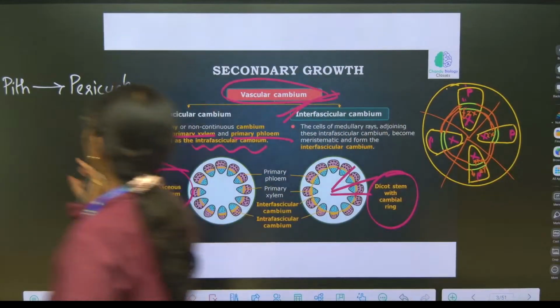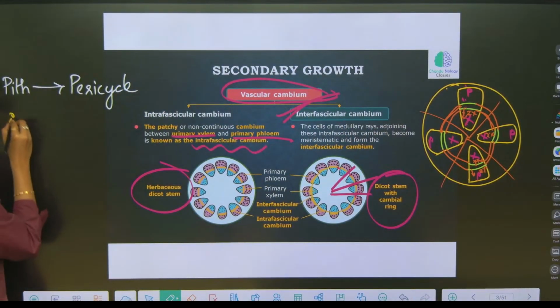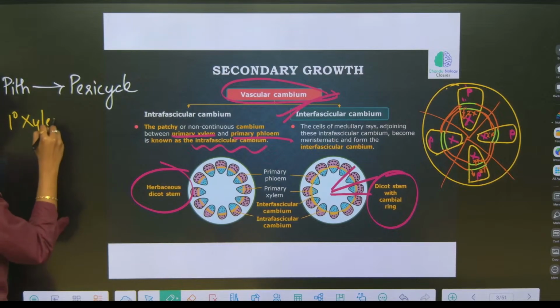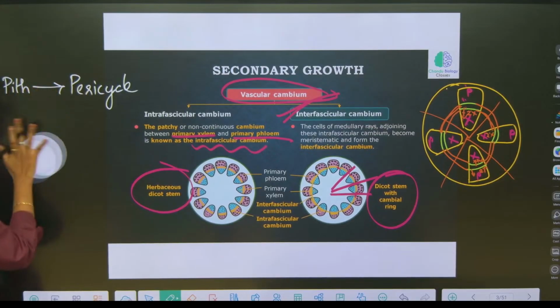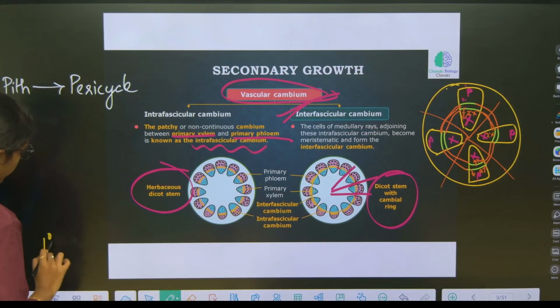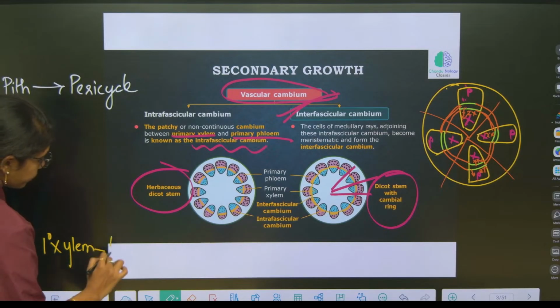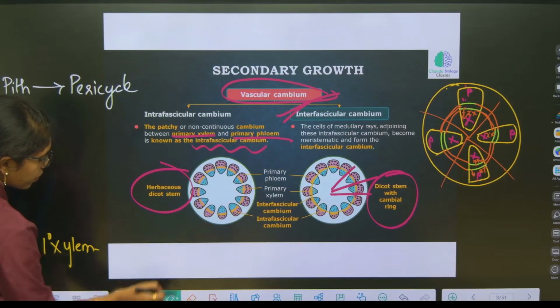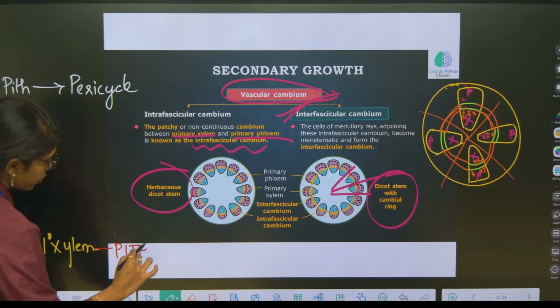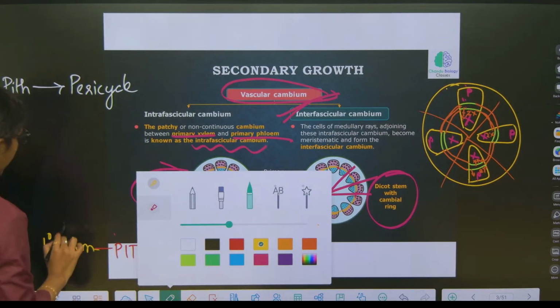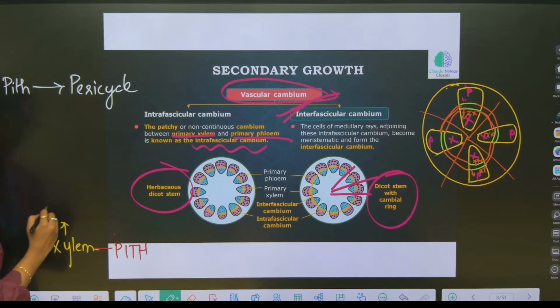So, see here, close to the pith, what is present? Primary xylem. Primary xylem. From here you see, primary xylem is close to pith. Next to the primary xylem we have secondary xylem.